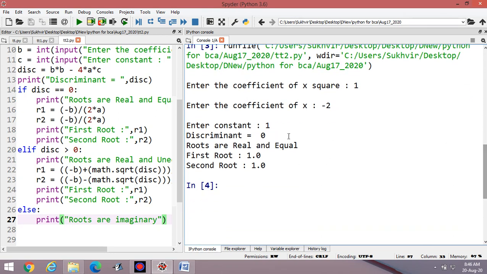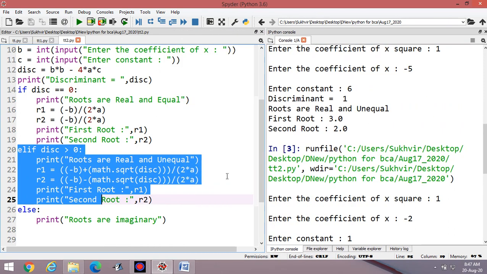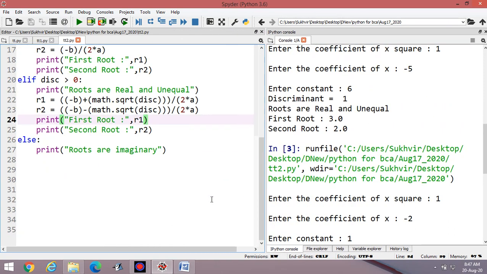You can calculate manually also that what are the values required. Suppose I am writing x minus 3 whole square is equal to 0. It means the roots are real and equal. If I am writing another equation which can be factorized, it means it falls into this block, discriminant greater than 0. If I can't factorize that particular quadratic equation, it means the roots are imaginary. These are the three conditions.